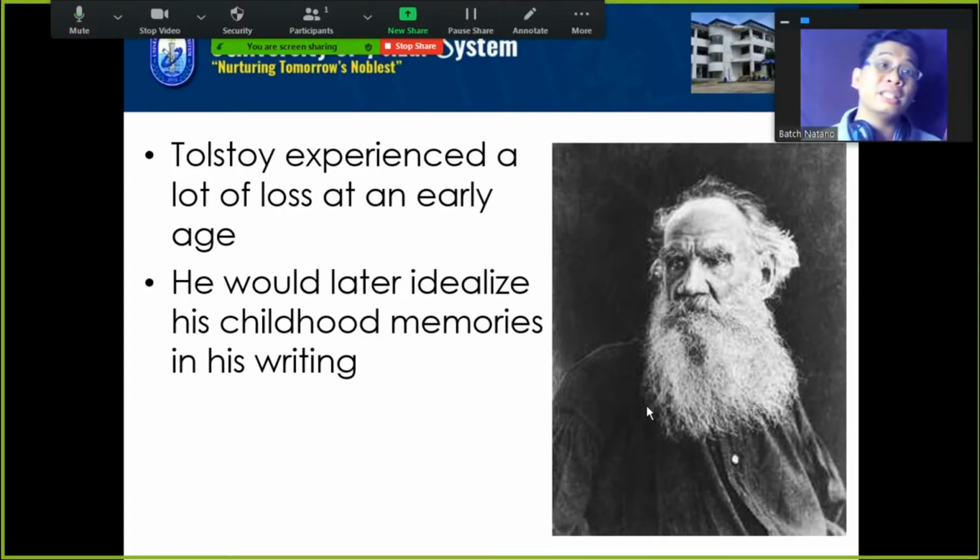And because of those experiences that he had, that is where Tolstoy got his inspiration. So, kaya he would later idealize his childhood memories in his writing. Kaya makikita nyo talaga dun sa Anna Karenina, yung mga bata na, although mga babae yung kanyang mga subjects doon. Makikita nyo doon yung experiences ng mga batang iniwan, batang nawala ng pamilya, yung loneliness, yung sadness, yung melancholic experiences ng mga batang iyon. So, that is where Tolstoy transcend his inner soul, his experiences in life.